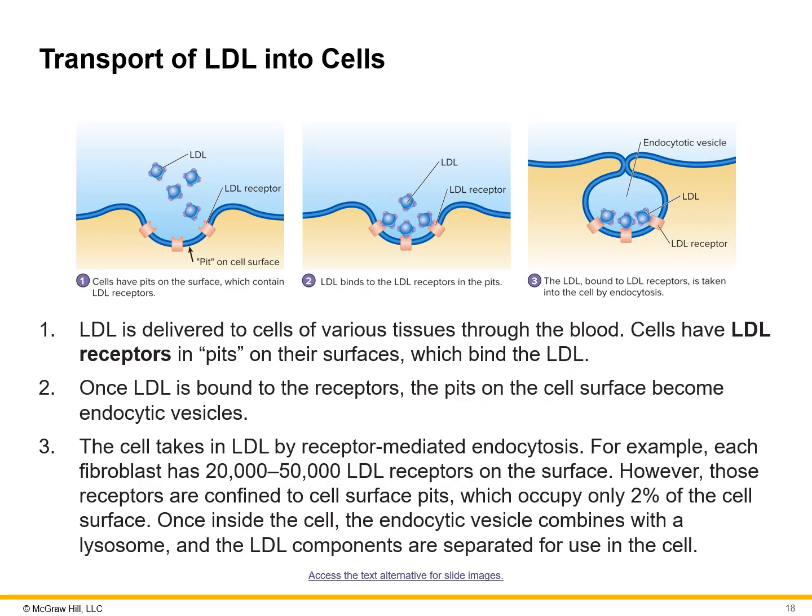So if we look at the transport of the LDL as an example, we have this low density lipoprotein, so it binds to the LDL receptors. That forms a pit to form endocytosis, which is where it comes in a vesicle to bring that LDL into the cell.